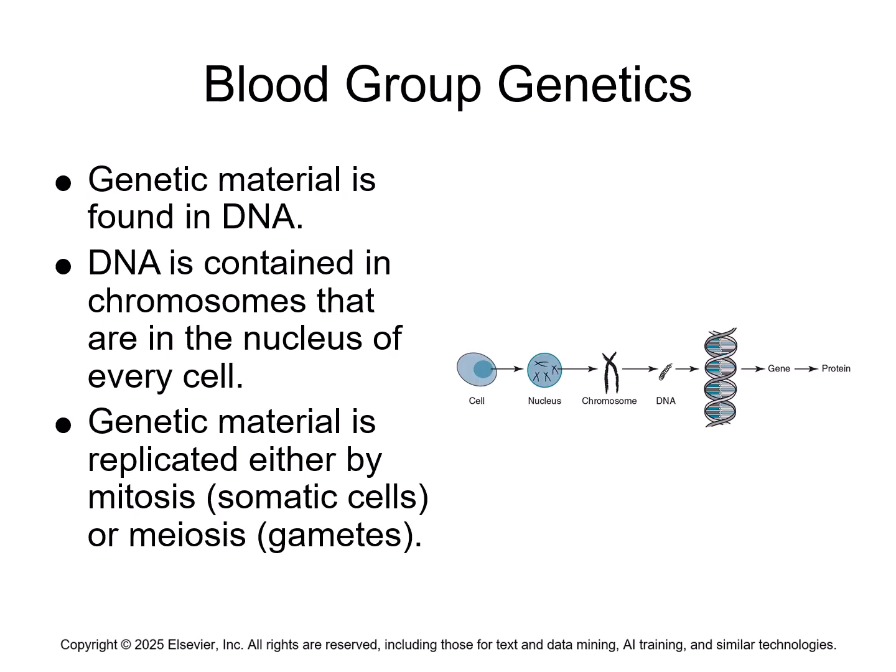The genetic material for our blood group systems are found in DNA. DNA is contained in chromosomes that are in the nucleus of every cell in the body, with the exception of red cells and platelets. Genetic material is replicated by either mitosis for the somatic cells or meiosis for the gametes. Remember that the somatic cells have 46 chromosomes. The gametes only have 23 chromosomes because one gamete will join with another gamete to form a full cell.